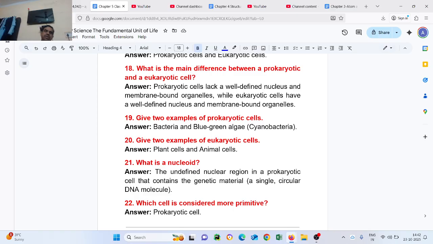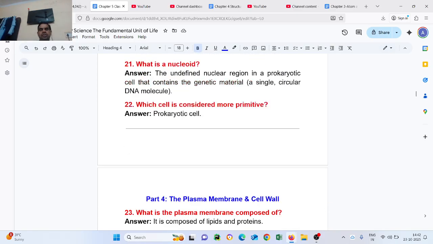Question number 22. Which cell is considered more primitive? The prokaryotic cell is considered the most primitive cell.